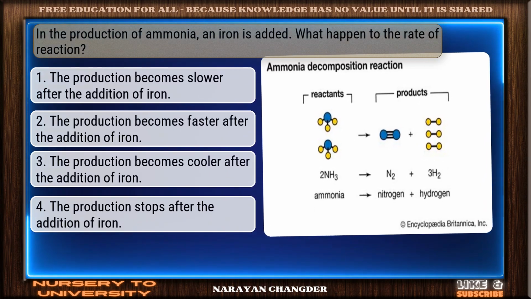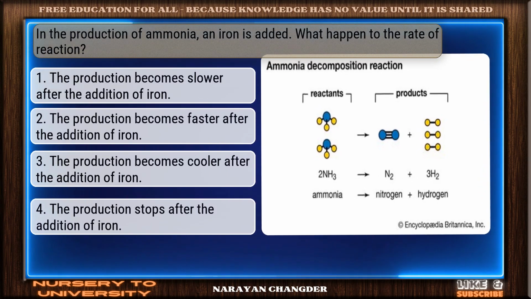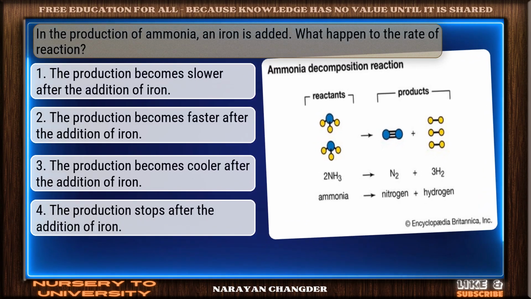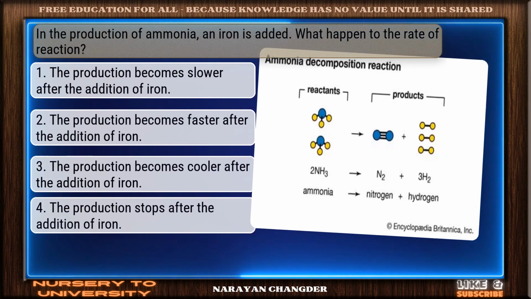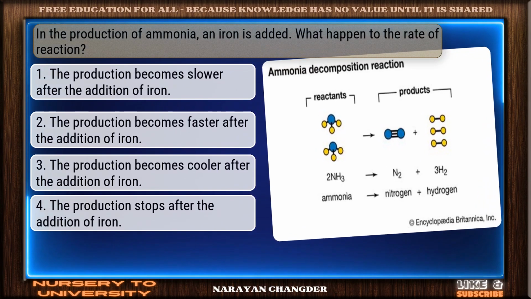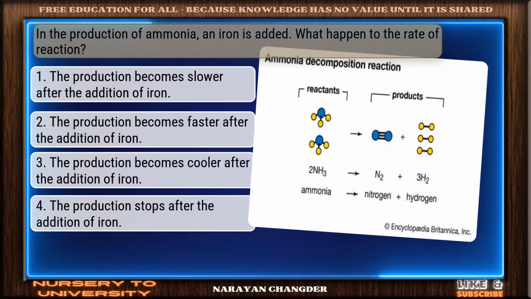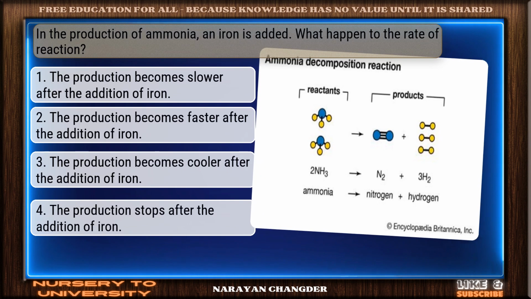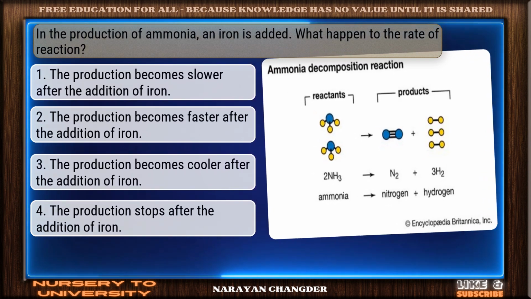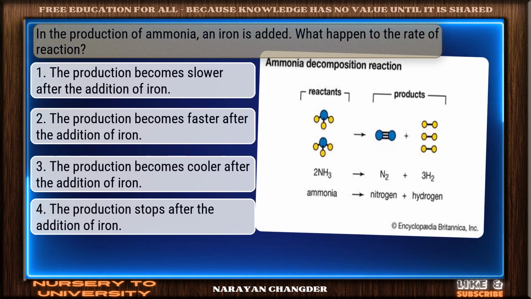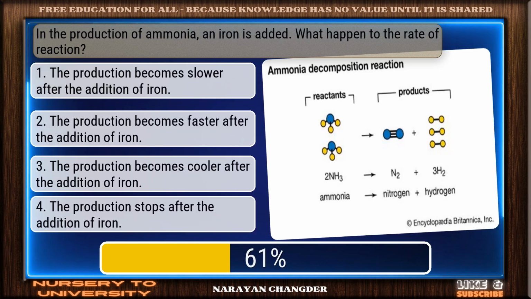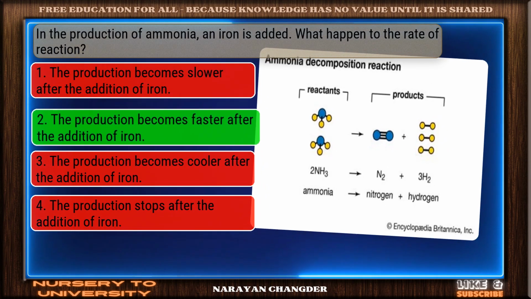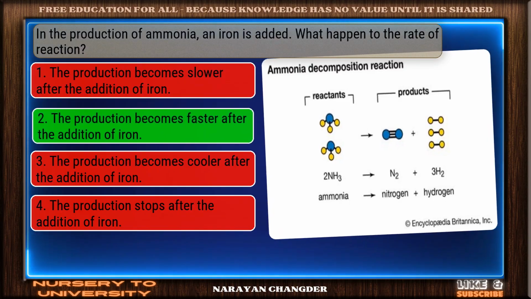What happened to the rate of reaction? Option 1, the production becomes slower after the addition of iron. Option 2, the production becomes faster after the addition of iron. Option 3, the production becomes cooler after the addition of iron. Option 4, the production stops after the addition of iron. Right choice. The production becomes faster after the addition of iron.